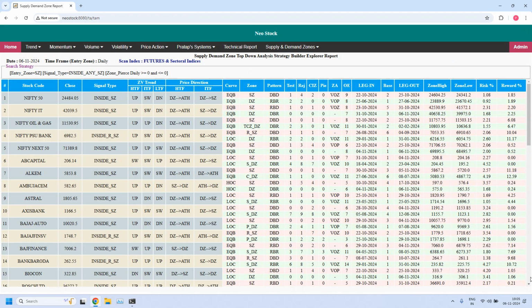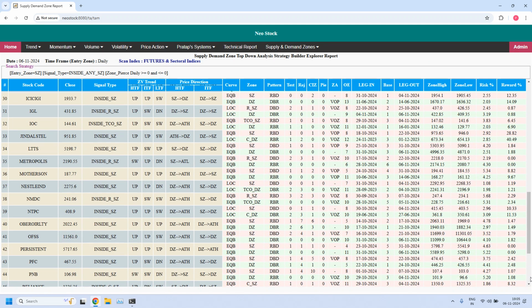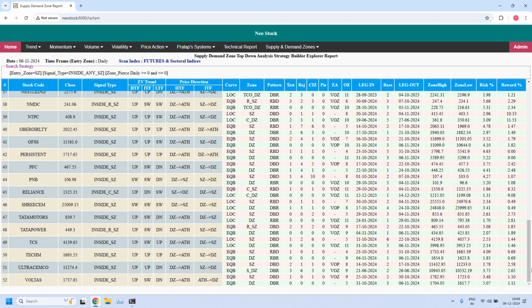So we got a very big list. For your reference, I am scrolling the list down. So 52 stocks are filtered. Currently prices are closed in these 52 daily supply zones.